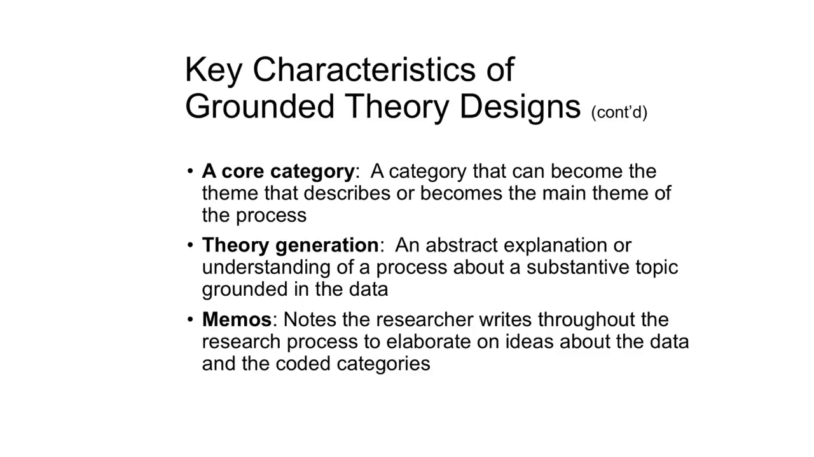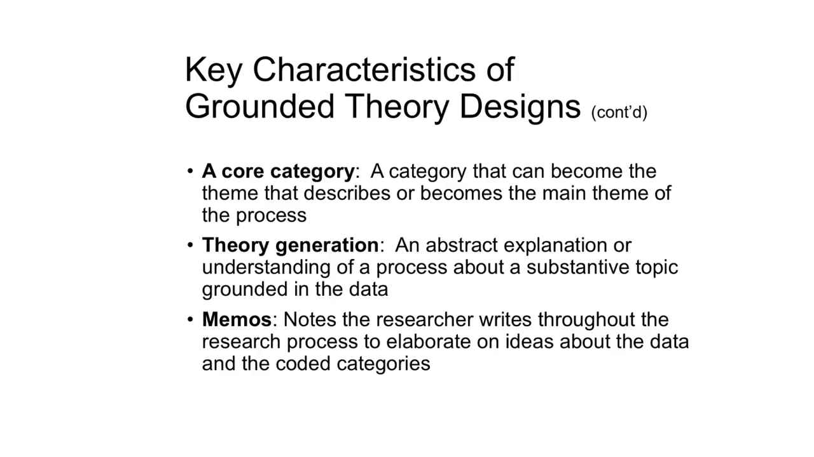Other key characteristics are a core category, and this becomes the main theme of the process, such as the example with the millennials where they want to feel motivated or they want to feel acknowledged. Then theory generation, where this is an abstract explanation or understanding of the process about a substantive topic grounded in the data. And there's the example of people with disabilities and virtual worlds, where you get an idea of how they develop empowerment through this virtual world.